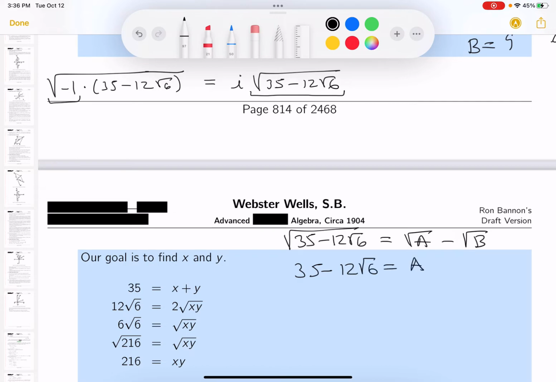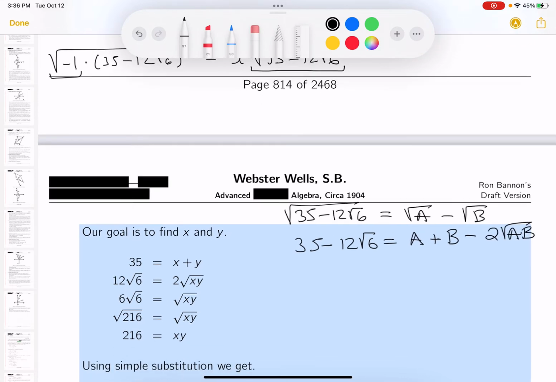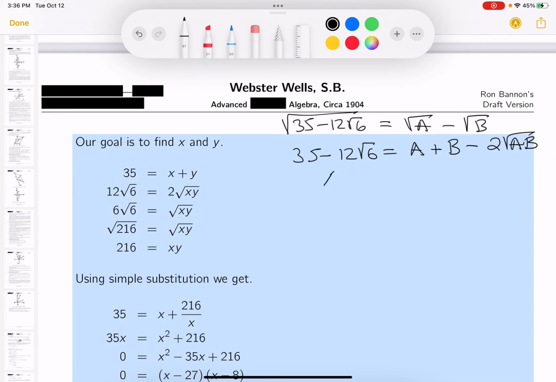You're going to get A plus B minus 2 root AB. Hopefully you get better at doing the multiplication. I'm going to say A plus B is 35. I'm equating coefficients, and I'm going to say minus 12 root 6 is minus 2 root AB. I'm doing the same thing over and over again. I'm going to divide both sides by minus 2. I get 6 root 6 equals root AB.